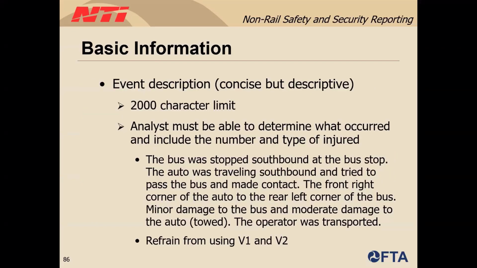The basic information screen also captures the event description. The description box can hold 2,000 characters. If you exceed the 2,000 character limit, a message will pop up that you exceeded the limit and you will not be able to continue to the next screen until you reduce the number of characters. The description should be concise but descriptive so that the analyst can understand what occurred, how it occurred, and should include the number and type of injuries or fatalities, and if any vehicle was towed.